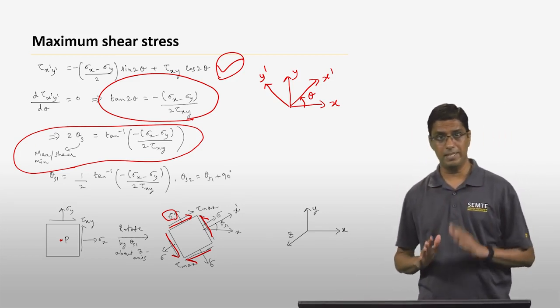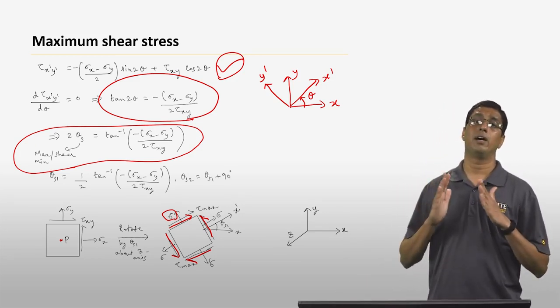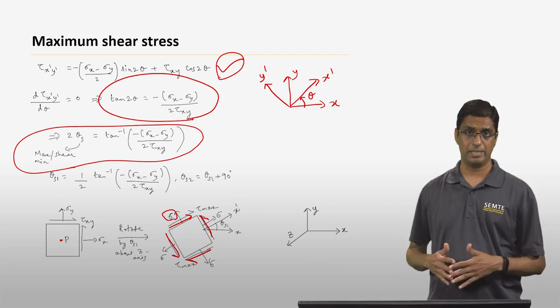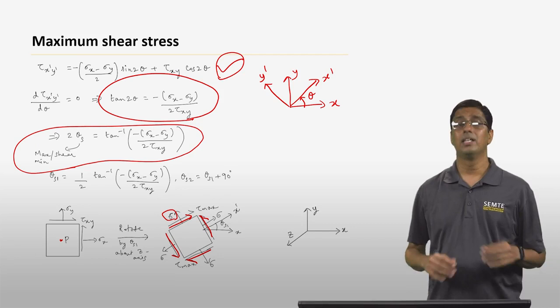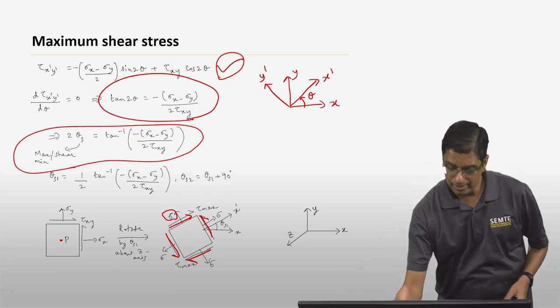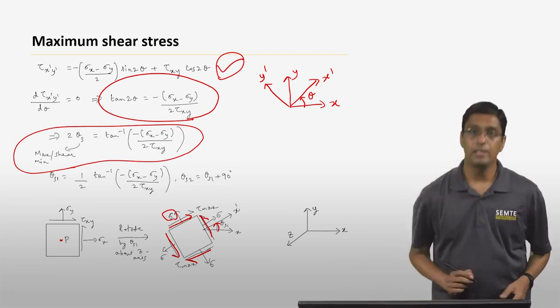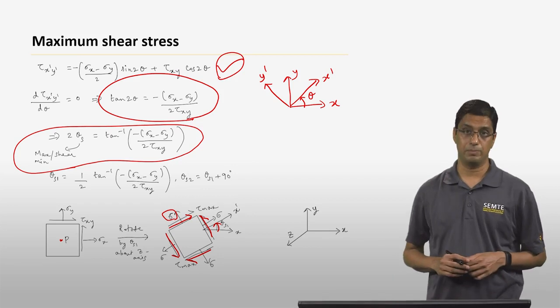On the principal planes, shear stress is 0. On the planes where the shear stress is maximum, the normal stress is not 0. Okay. So now I told you that this is theta S1. Okay. These are the 4 planes where you have maximum shear stress.